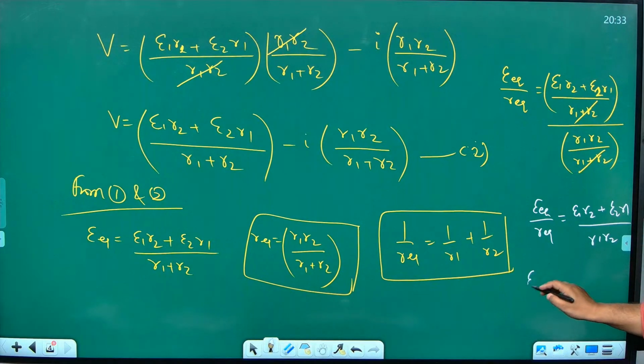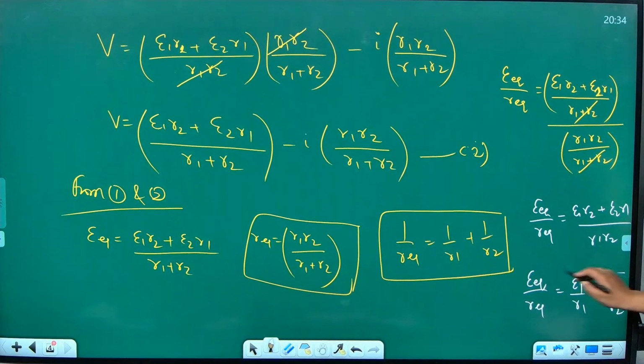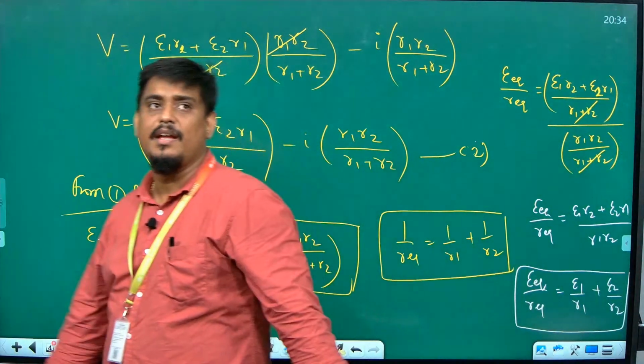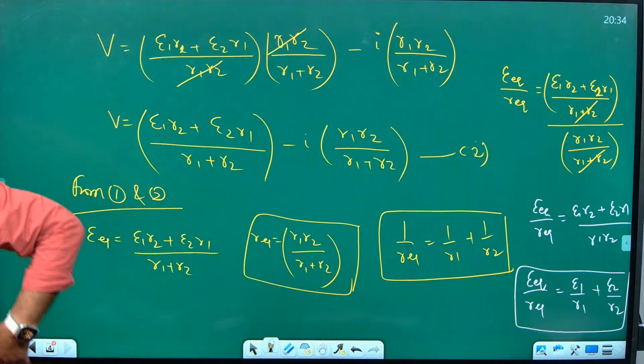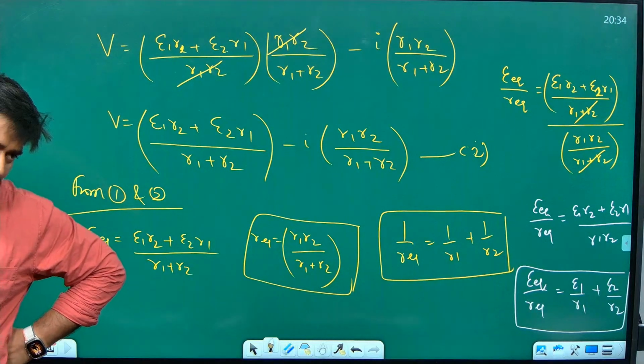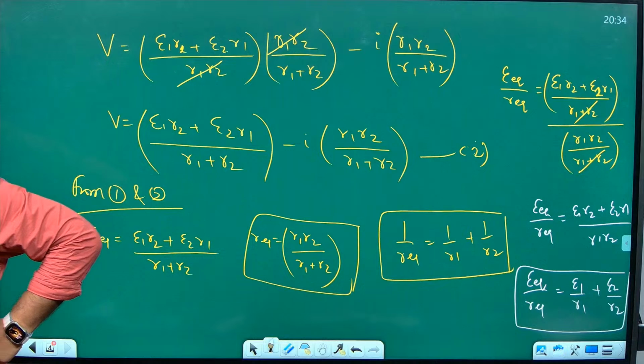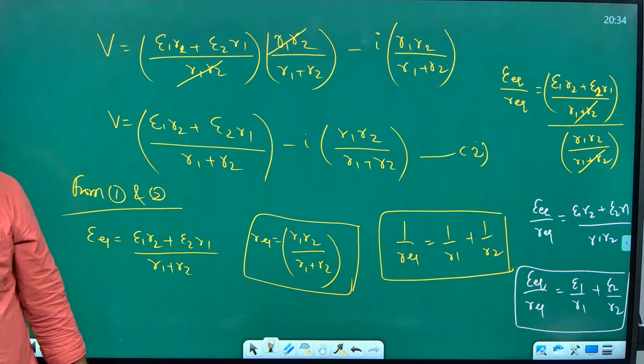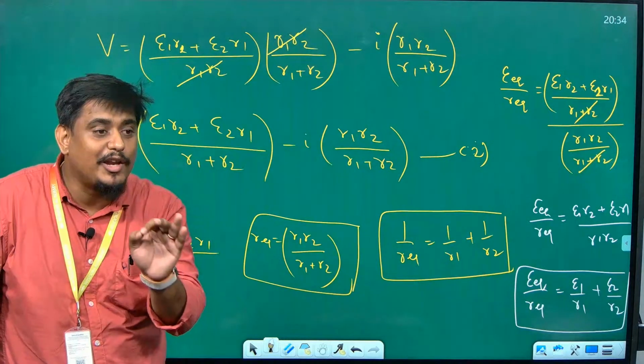So if I open this, it will become E equivalent by R equivalent is equal to E1 by R1 plus E2 by R2. You know what we understand from here? We understand that if cells are in parallel, you cannot find the value of E equivalent until you have the value of R equivalent.